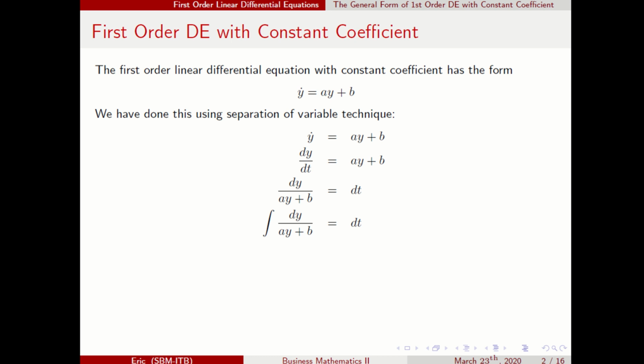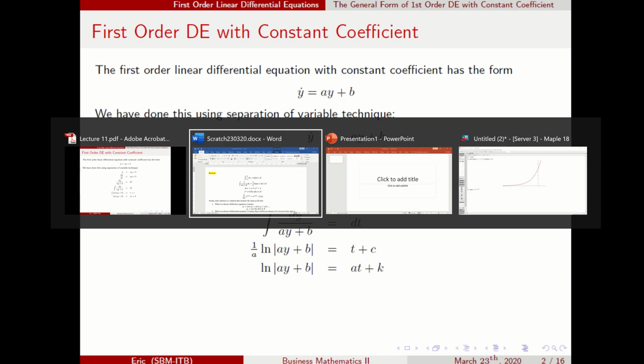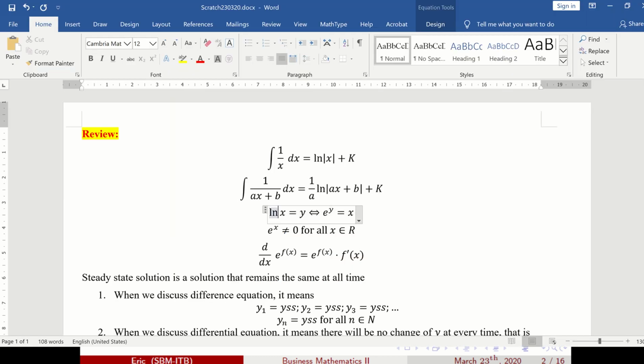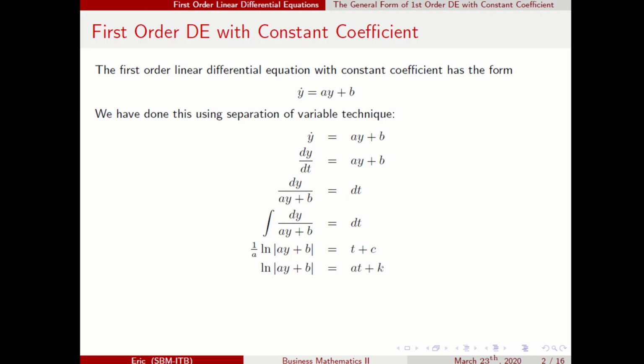So it should have an integral also here. So the integral of dt is t plus a constant, and this one is 1 over a ln, the natural logarithm of ay plus b. So I can multiply by a, and this is the same as this. If I have ln x equals y, then in the exponent, this is the same as e to the y equals x. So I have e to the at plus k equals the absolute value of ay plus b.